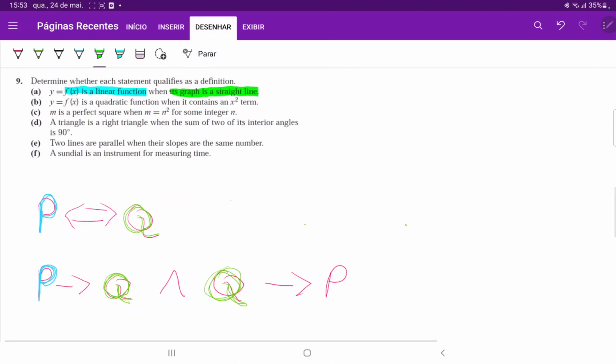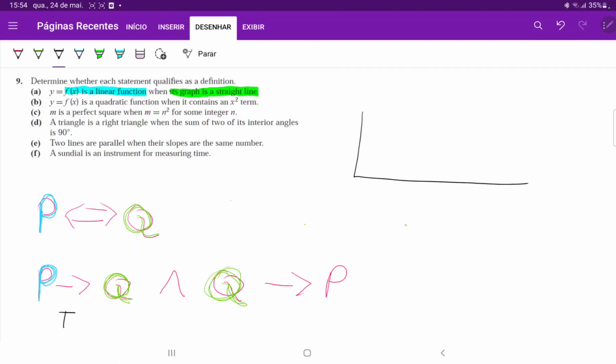So let's check if P then Q. Well, if f of x is a linear function, then certainly its graph must be a straight line, right? So for A, this one over here is true. However, let's look at it the other way around. Let's look at if Q, then P. If the graph is a straight line, then it must be a linear function. And that's not always true, right?